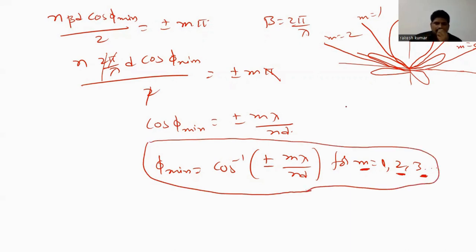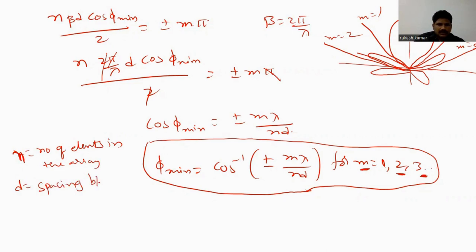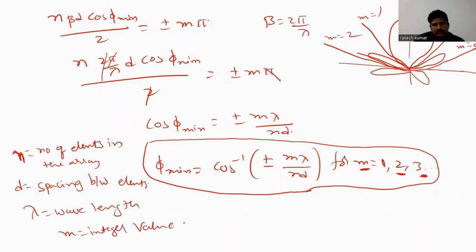The condition is phi minimum is equal to cos inverse of plus or minus m lambda by n d. What are the different values here? N means number of elements in the array. D is spacing between the elements. Lambda is wavelength. And m is an integer value, ranging from 1, 2, 3, and so on.